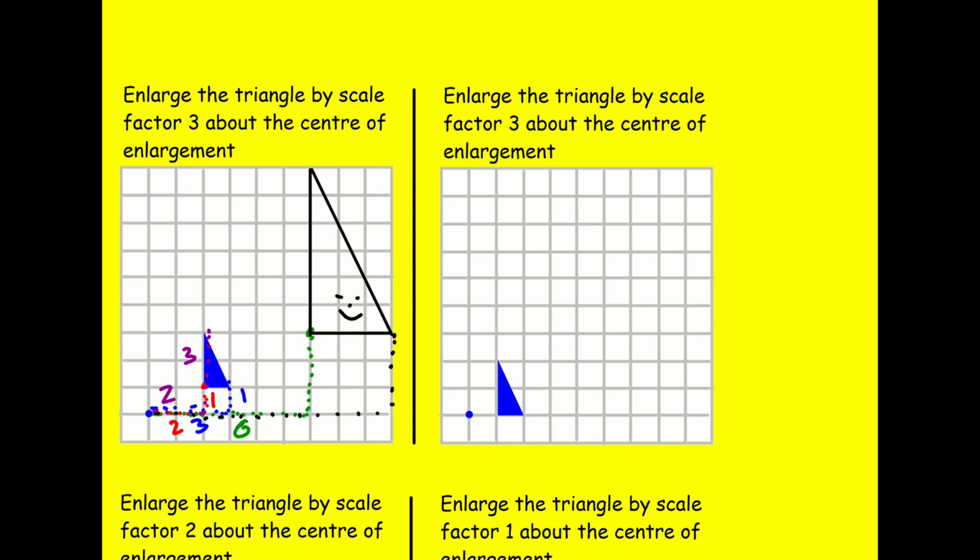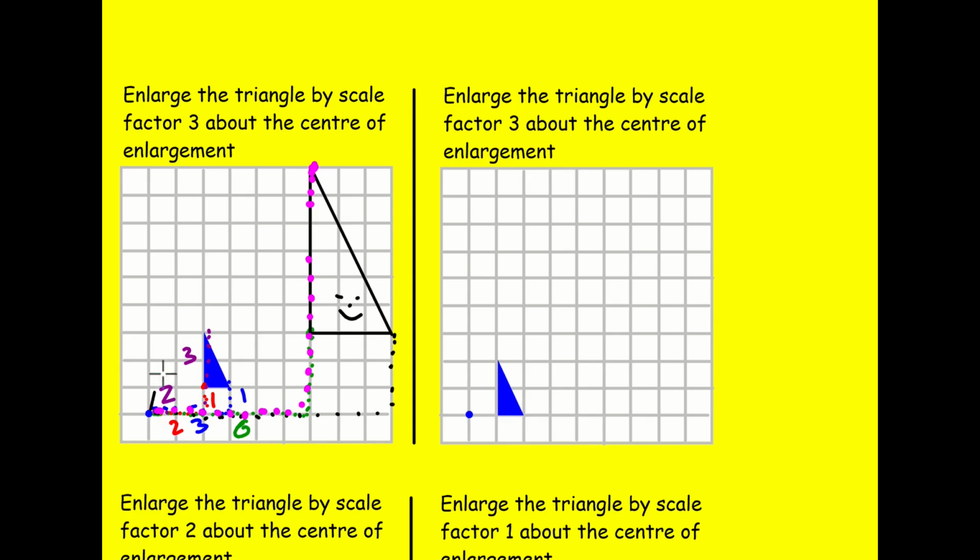I'm going to use pinks. Times them by 3, so it's going to go along 6 and up 9, along 6 up 9. We do get to this very corner here. So it works, really solid method. This is the one I advise. If you want to draw ray lines, you can.